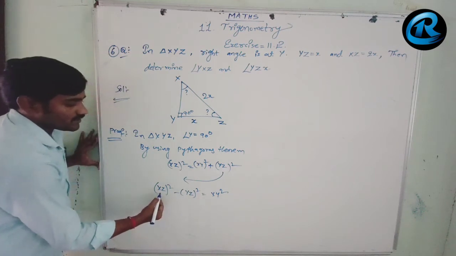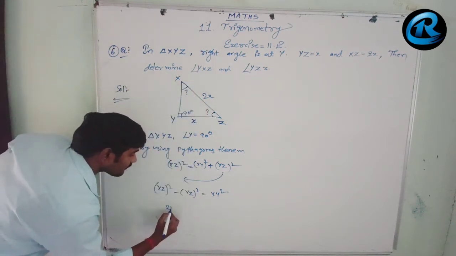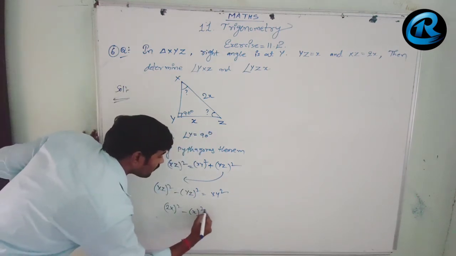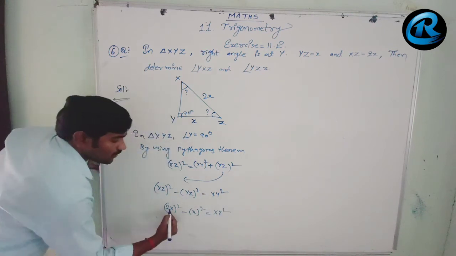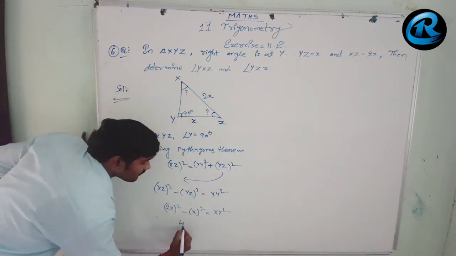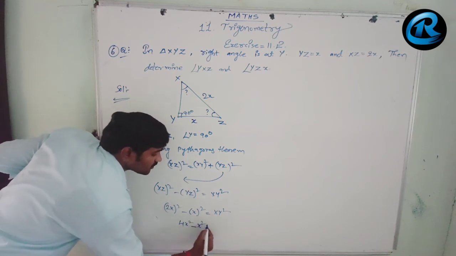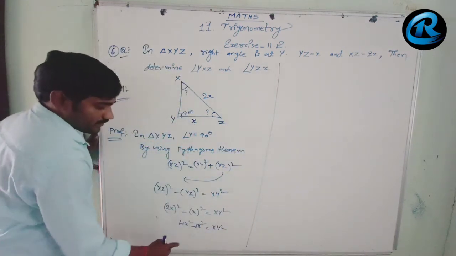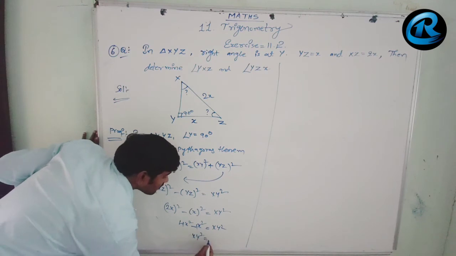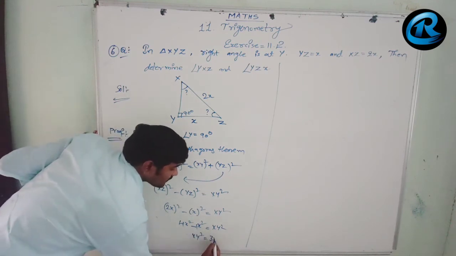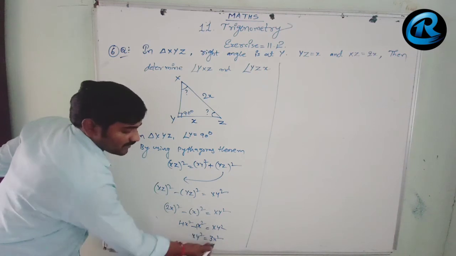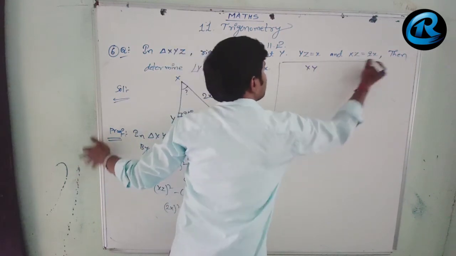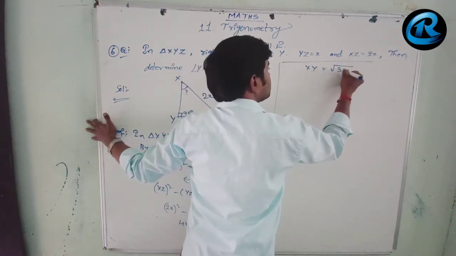Okay, let us substitute the values here. XZ is 2x, whole square, minus YZ which is 1x, whole square, equals XY square. 2x whole square is 4x square, minus x square, that is 3x square, equals XY square. Transferring the square to the other side, XY is equal to the square root of 3x square.